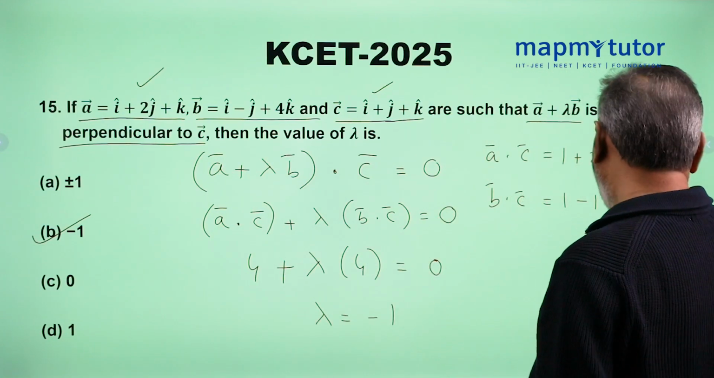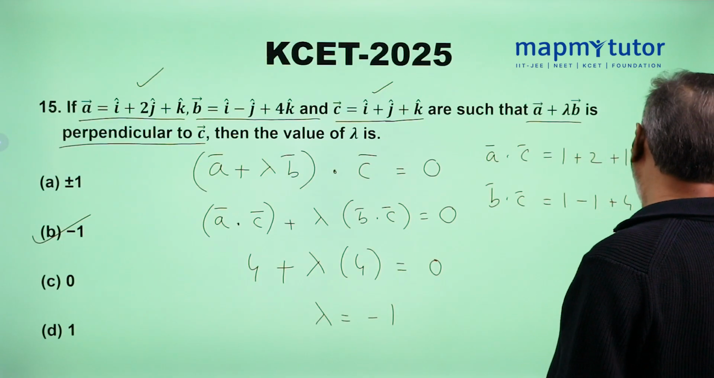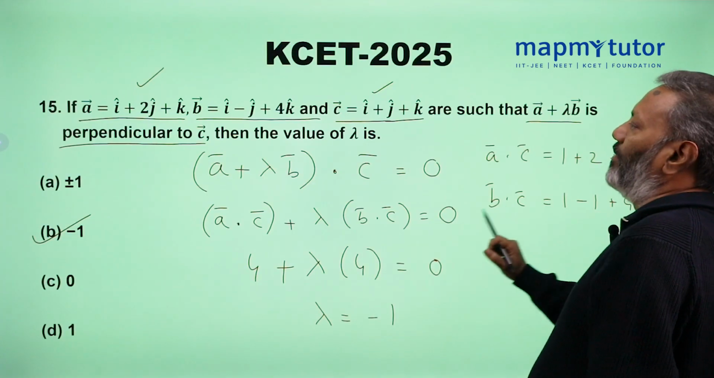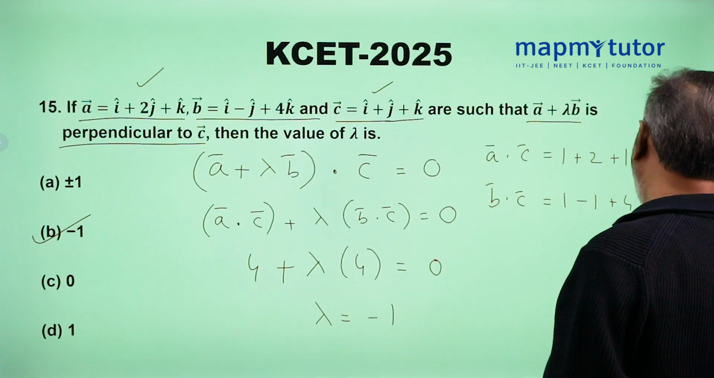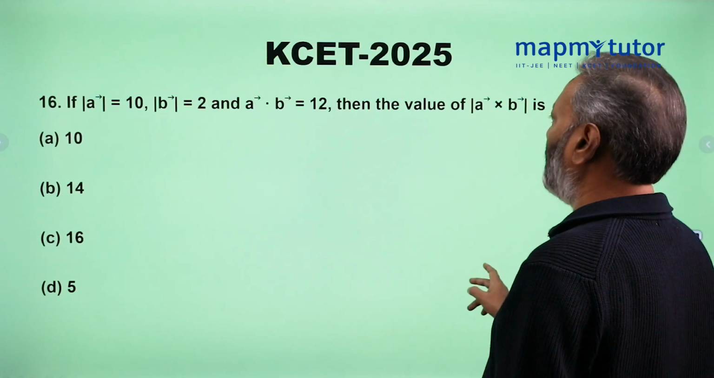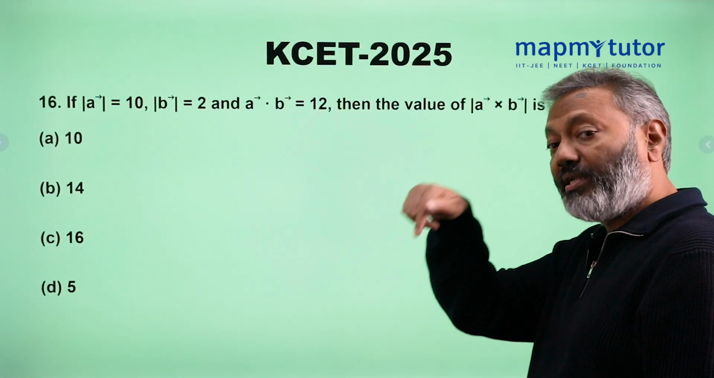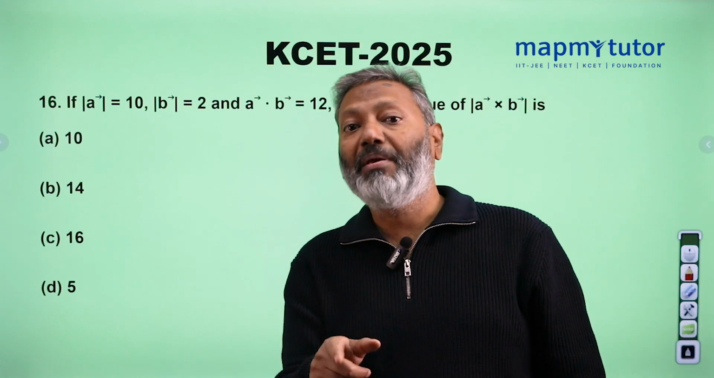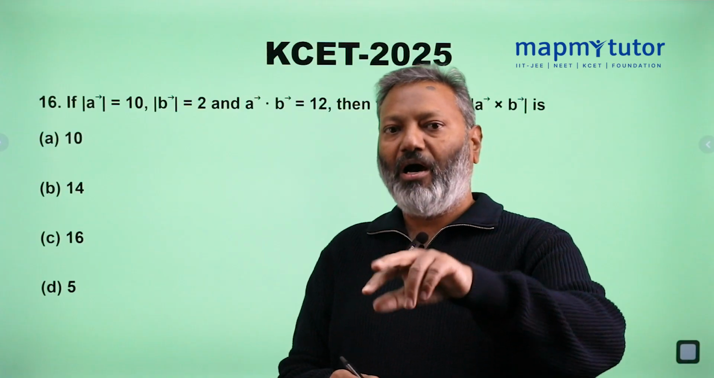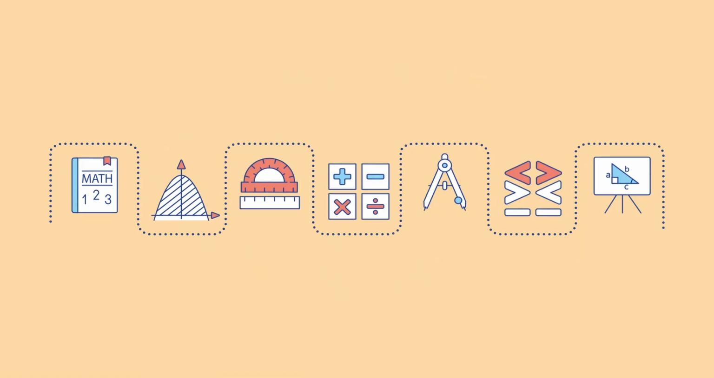Okay, got it? So here what is the point? If the dot product is 0, then the two vectors are perpendicular to each other. What happens if the cross product is 0? Then the two vectors may be parallel. If they are parallel, like or unlike, whatever it is, then the cross product will be 0.